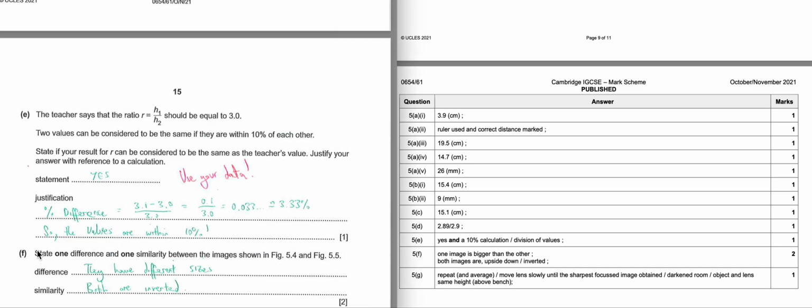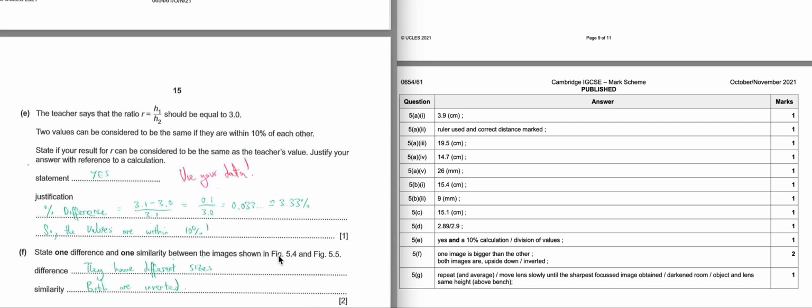Let's have a look at our final bits here. A similarity. Well, we saw they were both triangles. However, they had different sizes. One was very big, one was very small. However, both of them are inverted. I would suggest that we stay away from the idea that they're both triangles. I think that would be a fairly simple answer there. So if you've written that one down, think a little bit more scientifically in this.